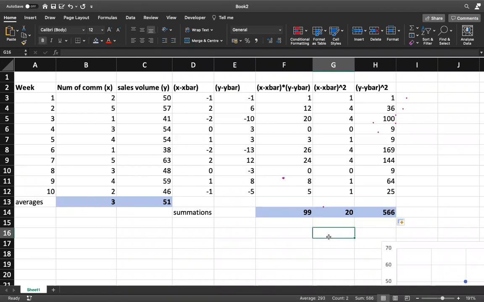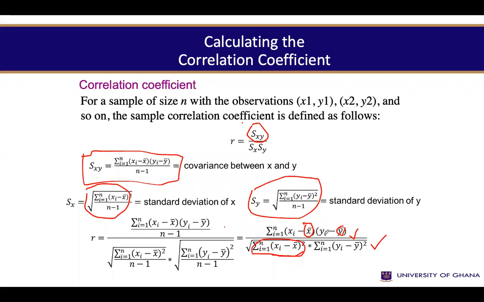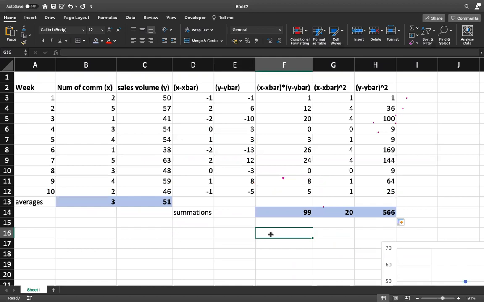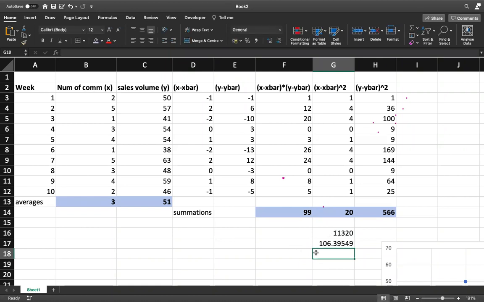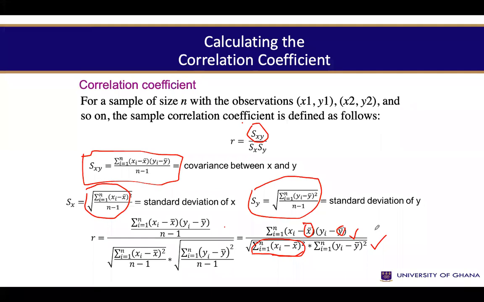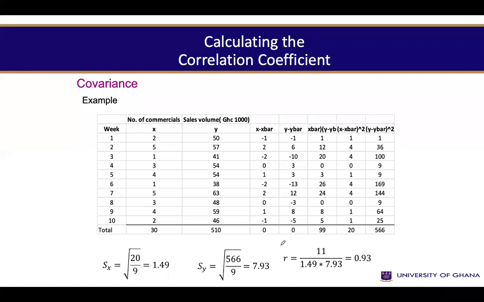Now the formula says that it is the summation of x minus x bar into y minus y bar divided by the square root of x minus x bar all squared times y minus y bar all squared, right? So you have to find the denominator, which is x minus x bar all squared times y minus y bar all squared. And then we need to find the square root of that. And our correlation coefficient will be this divided by that. And what we get is 0.93. So that becomes our correlation coefficient, right? So let's see if we got it correct. Yes, that gives us 0.93.